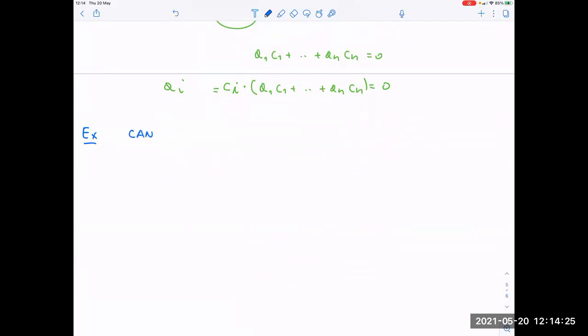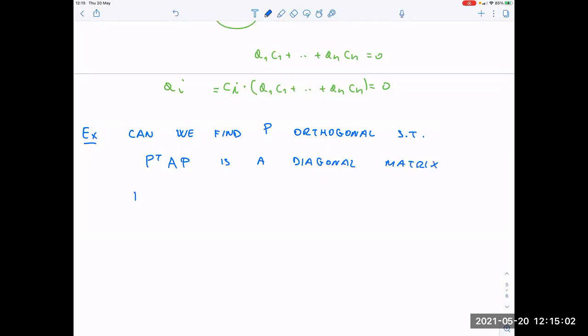Okay, now we want to know, can we find P orthogonal such that, well, let's make it in this way, in such a way that P transpose A P is a diagonal matrix, for A equal to 1, 2, 2, 1. Can we do this? What do you think the answer is? Yes or no?